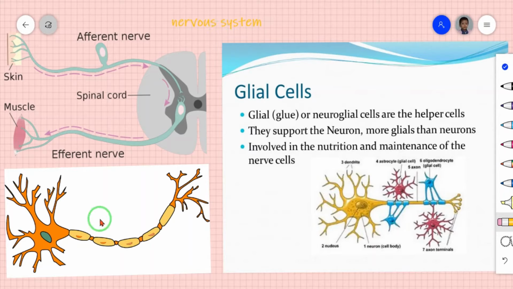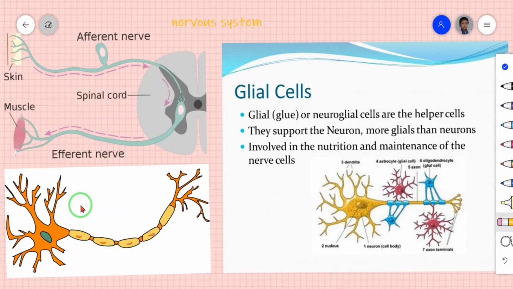This is the neuron. This neuron, or nerve cell, is a structural and functional unit of the nervous system. It is the longest cell of the human body with a length of over 100 μm. So this neuron is the longest cell of the human body.